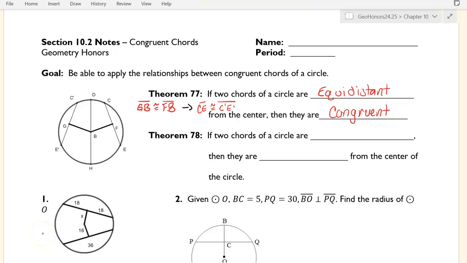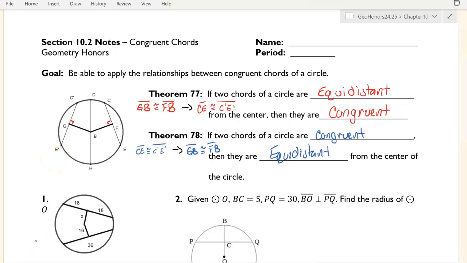The first one is theorem 77, which states that if two chords of a circle are equidistant from the center, then they are congruent. So if we knew that segment GB was congruent to segment BF, that is telling us they are equidistant. Again, we are always measuring distance in a perpendicular fashion. So if I knew they were equidistant, then I can conclude that the chords are congruent. Chord CE and chord, we call that C prime and E prime.